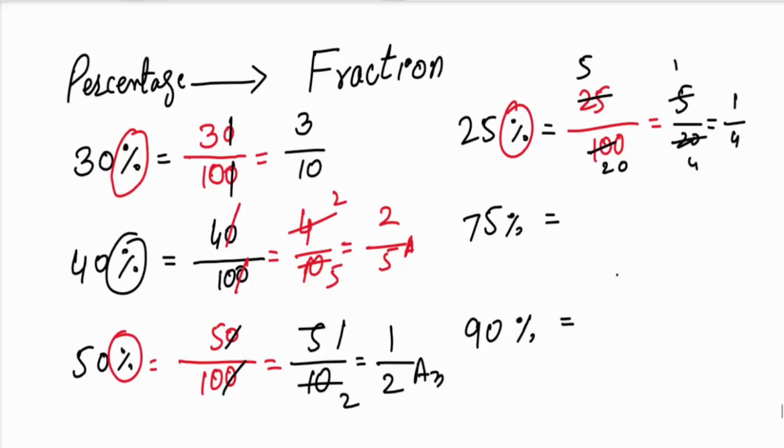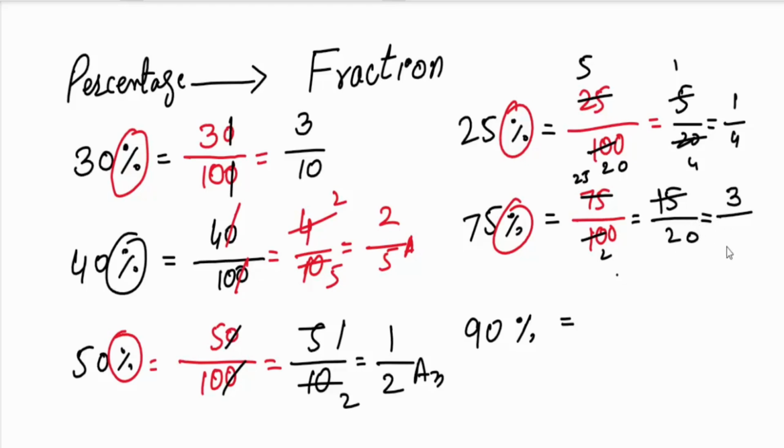Okay. Now the next is 75 divided by 100, because we have removed the percentage sign. In this case, this is also divisible by 5. 5 1s are 5, 5 5s are 25, 5 2s are 10 and this 0. After that, this will again be divisible by 5, because we have to change this to the lowest fraction. So 5 3s are 15, 5 4s are 20. Okay, this is the fraction.